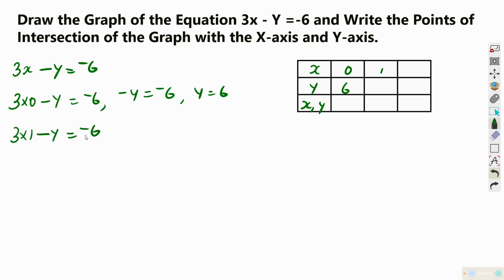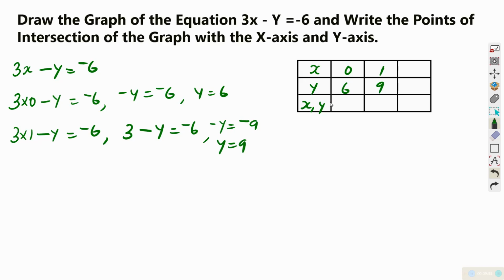We'll substitute the value 1 for x, and we get 3 minus y is equal to minus 6. Naturally, on the right side it will become minus y is equal to minus 9, y is equal to 9. You can consider y as 0 now, just for a reverse order. Y is equal to 0 suppose, so we'll find out x. That way also we can solve the situation.